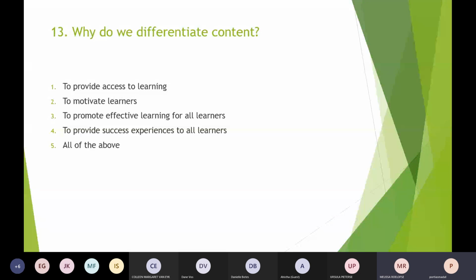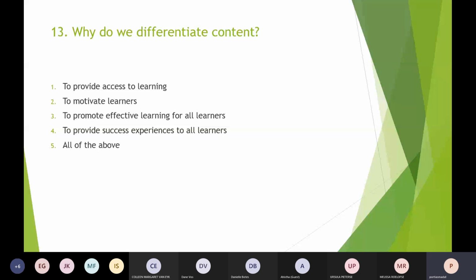Is that correct? I'm going to stick with number 5 because I do think that the others automatically come from differentiating. So once you've promoted effective learning, you've motivated the learners, you have provided success experiences, and they all have access to the learning which they wouldn't have had, had you not differentiated the content. Yes, correct. Thank you for that.